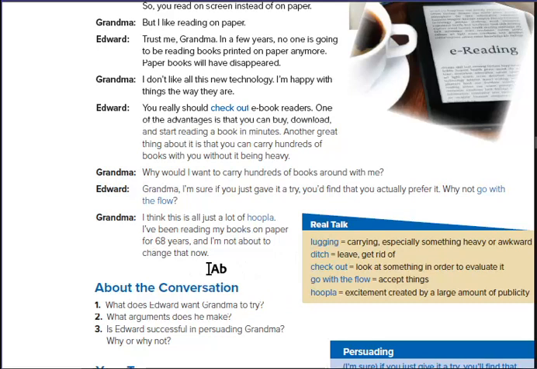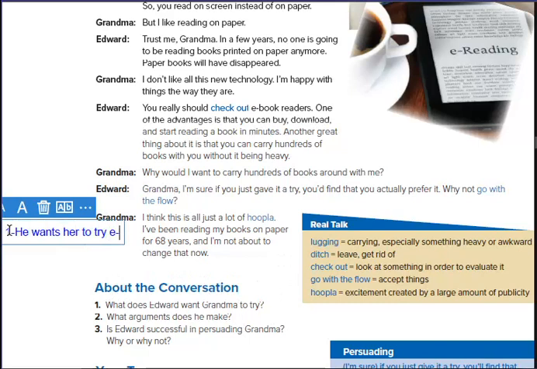Okay, so let's see here for the question. What does Edward want grandma to try? He wants her to try what? Yes, the book reader. So he wants her to try. To answer number 1, he wants her to try e-books, okay, the reader. He wants her to try the e-books, or ebook. He wants her to try ebook.